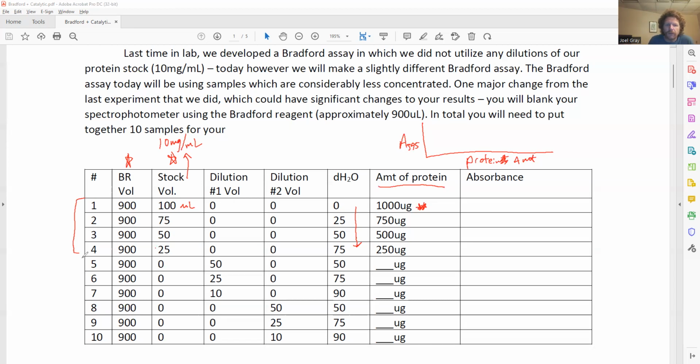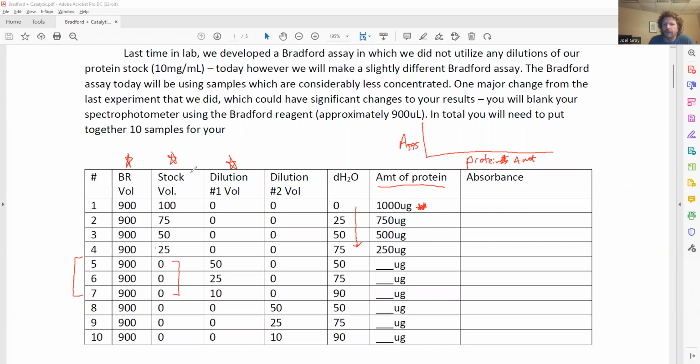Now, if you look at trials 5 through 7, and I'm going to erase some of the markings that I did just a moment ago, one of the things that I want you to recognize is that in the stock volume column, for 5 through 7, it's 0. Then the next column is dilution number 1 volume. Okay, so where is that coming from? What is dilution number 1? Well, dilution number 1 is a dilution that you are going to make.